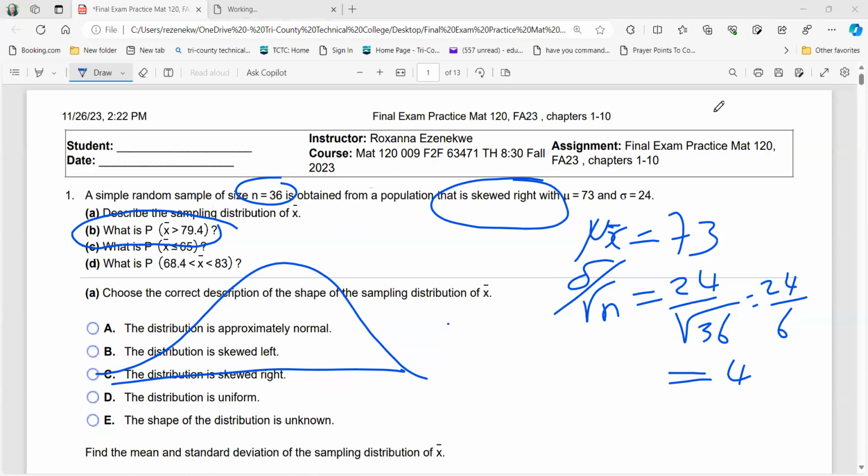Okay, so draw yourself a normal distribution. First of all, you ask yourself, what is the mean of the original data? That is the same as the mean of the central limit theorem. So that mean is 73, and you're told to accumulate to the right of 79.4, and 79.4 is at the right of 73. And remember, accumulating to the right means area to the right.